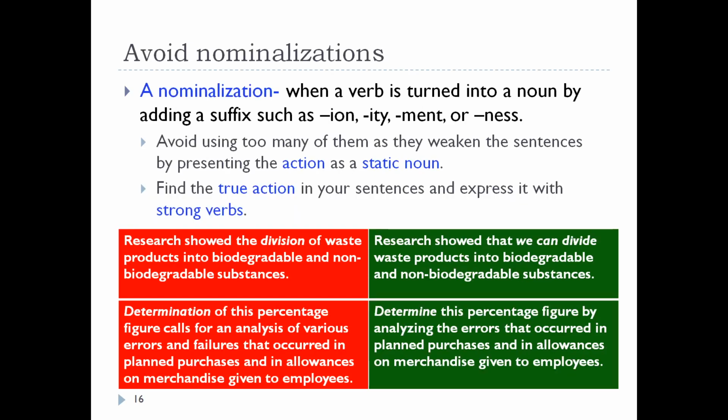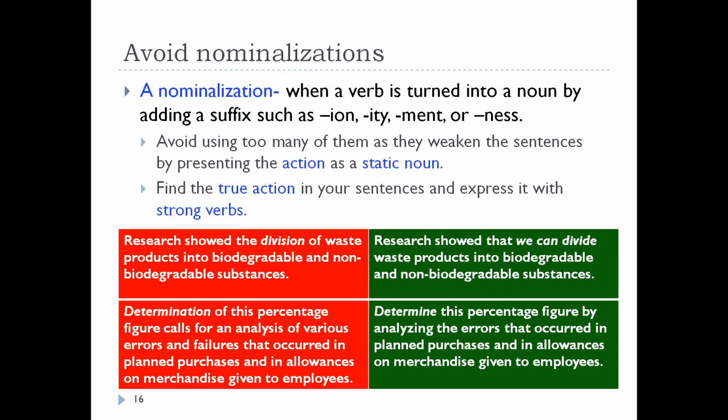The next thing that you should do is avoid nominalizations. So what are nominalizations? Nominalization is the action of converting a verb into a noun. So you have a verb and you convert it into a noun. How do you do that? You do that by adding suffixes such as ion, iety, ment, ness.